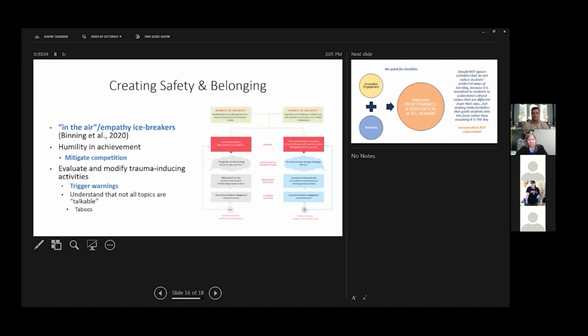And then creating, again, the safety and belonging feeling. I also like to start off the class with the in-the-air or empathy icebreakers. And this Binding It All paper has examples of this. But essentially, you have everybody on an even playing field, and give them examples of adversity that they might face, so they can talk about adversity and talk about how they've overcome it.